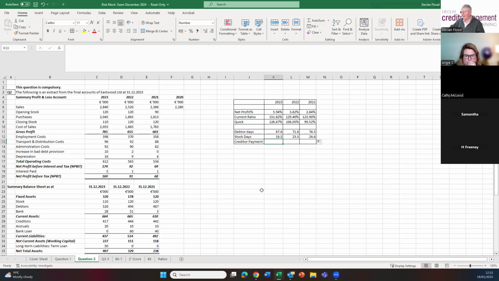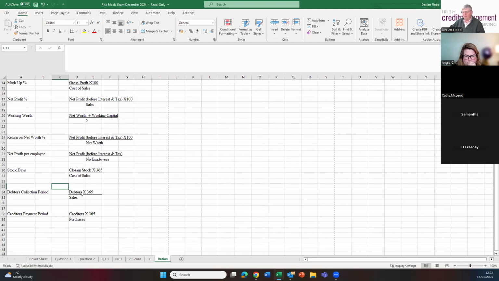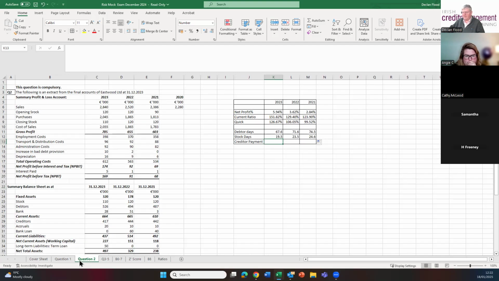And then my creditor payment period. What's my creditor payment period? It's my creditors divided by my purchases multiplied by 365. That's fine. So where are my creditors? There are my creditors divided by my purchases. There are my purchases. So I just do that, and then put in my brackets, multiplied by 365.